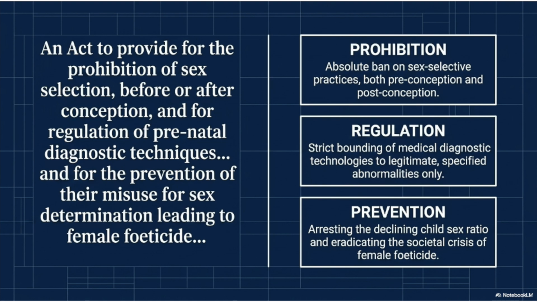The PCPNDT Act was created to provide for the prohibition of sex selection both before and after conception, and to regulate prenatal diagnostic techniques so that they are not misused for sex determination, leading to female foeticide. It rests on three pillars. Prohibition places an absolute ban on sex selective practices at every stage. Regulation strictly limits diagnostic technologies to only legitimate and specified abnormalities. Prevention aims to arrest the declining child sex ratio and eradicate the deep rooted evil of female foeticide.